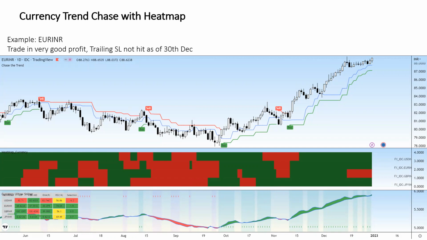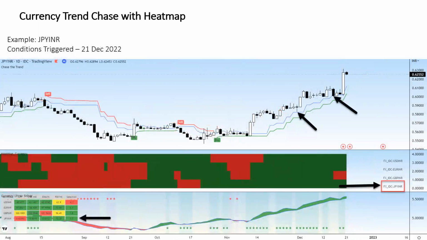I wanted to tell people who don't trade in currency. Okay, this was Euro. Recently, you might have seen me in the FFE group posting about JPY INR and on Telegram. I keep shouting JPY everywhere, okay? So JPY INR, this is the condition triggered on 21st of December, the recent one. Here it is green, here selection is highest at this point of time, and the heat map is also okay.